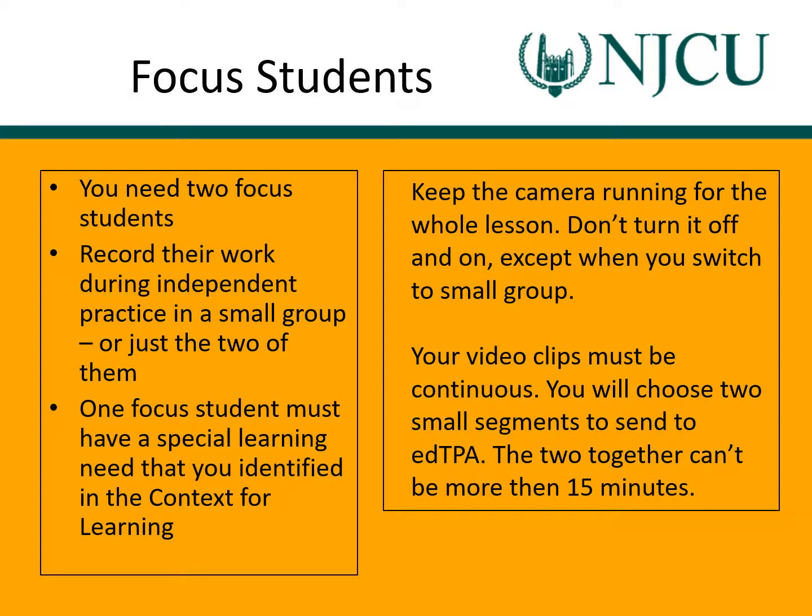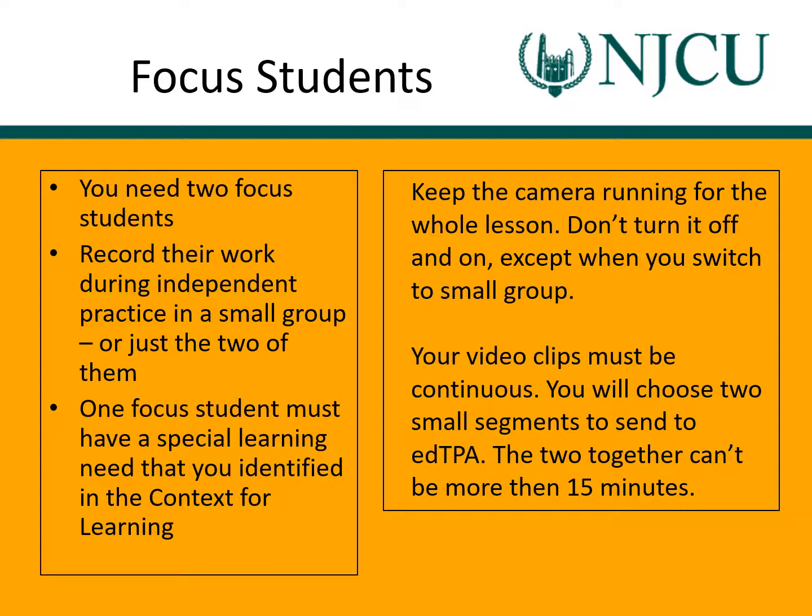Okay, remember that you need focus students. You need 2 of them. And 1 focus student must have a special learning need that you identified in the context for learning. This could be an IEP, a 504 plan. They could be an English language learner. They could just be a slower learner. They could be someone who has focus problems, or that just has trouble learning in some way.